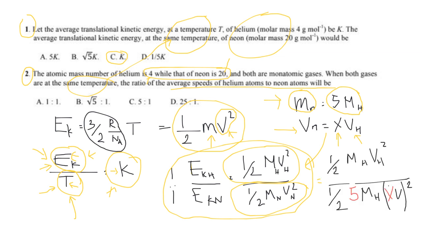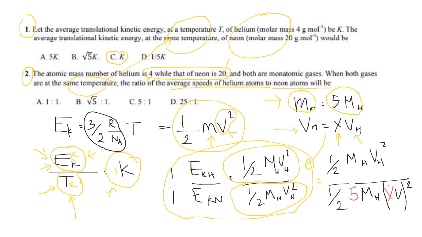And here you go. I've substituted all my values, so I have the kinetic energy for both in terms of helium. So here we can see a half m_He v_He squared over a half 5 m_He times x v squared. Now, we know that all of this will give you 1. So this 5 multiplied by this squared should give you 1. So we want x squared to cancel the 5.